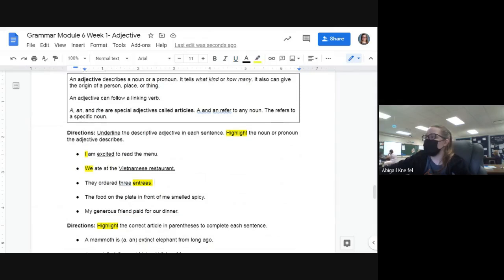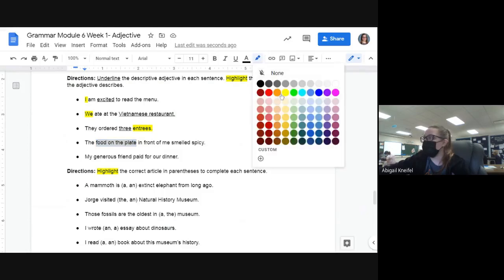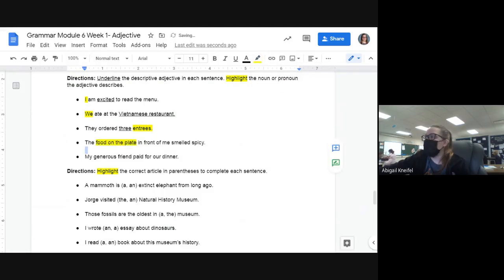The food on the plate in front of me smelled spicy. So what are we talking about in our sentence? Food. We can say the food on the plate if we want to be super specific. And then spicy is our adjective. So spicy should be underlined, and our linking verb is smelled. We're not doing anything to that. We're just talking about them.